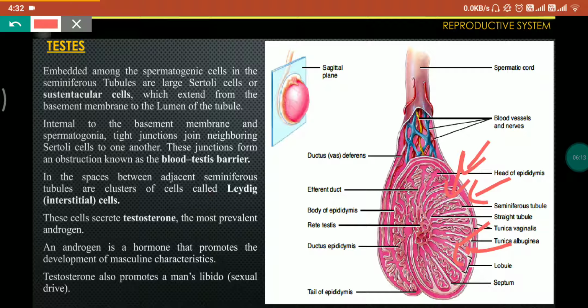Internal to the basement membrane there are spermatogonia, and tight junctions joining the Sertoli cells help in the formation of the blood-testis barrier. The blood-testis barrier is a tight junction which prevents unnecessary chemicals, cells or proteins from entering the testis, which may damage the formation of sperm cells. In the spaces adjacent to the seminiferous tubules, there is a cluster of cells called Leydig cells, which help in the production of the male hormone testosterone.